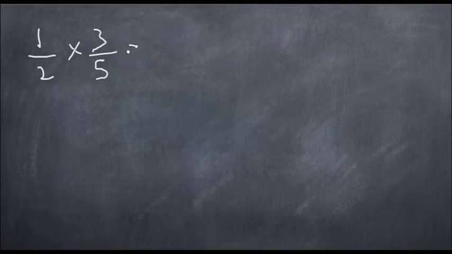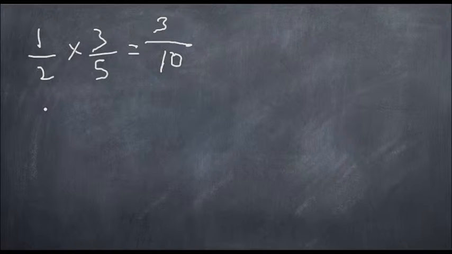So let's say we had a half times 3/5, and remember this is only for multiplication. All you needed to do was times this by this, and that would be the top number. So 1 times 3 is 3, that will be the top number, and then you times this by this, which will be the bottom number. So there you are. A half times 3/5 is 3/10.